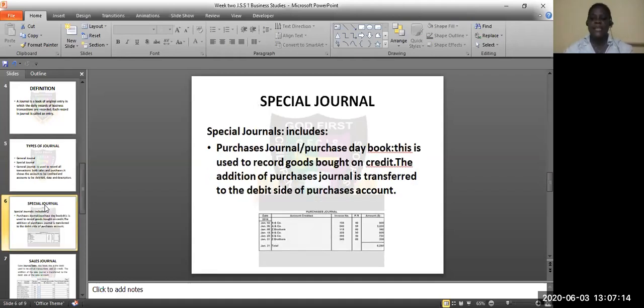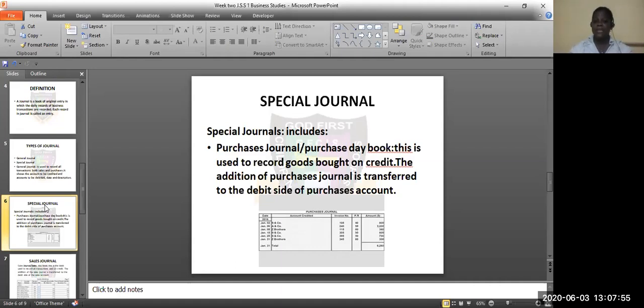That is general journals. We're now moving on to special journals. Special journals are divided into subtopics, which include purchases journal, sales journal, return inward journal, and return outward journals. And we're going to be taking it one after the other. Number one special journal is purchase journal. There is another name for purchase journal, which is purchase daybook.